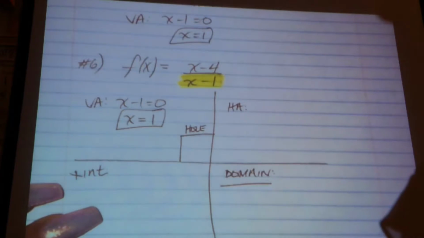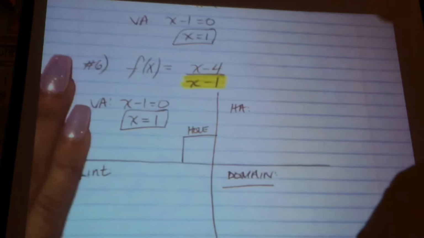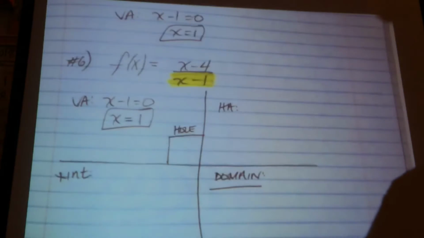So our vertical asymptotes depend on the denominator equaling 0. So x minus 1 equals 0. That means that my vertical asymptote is x equals 1. If I want my x-intercepts, then my numerator is equal to 0.